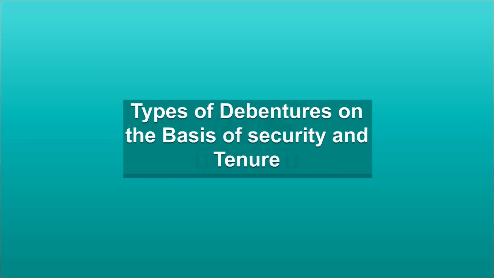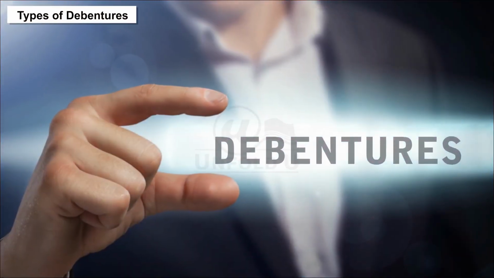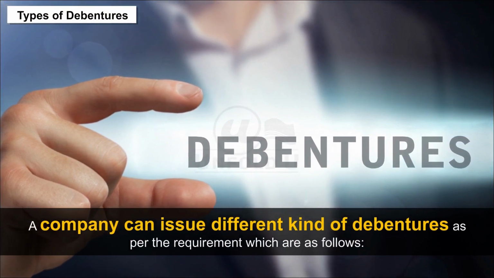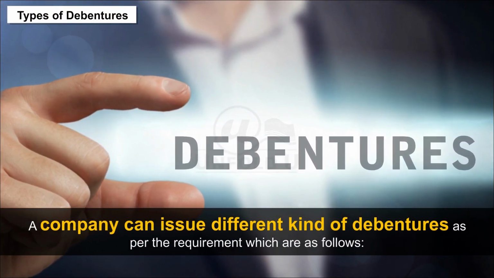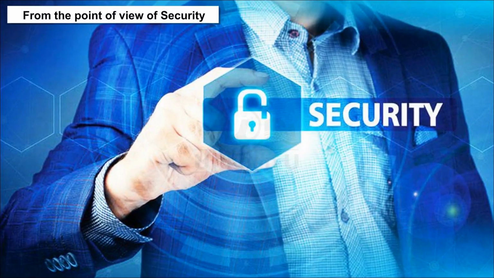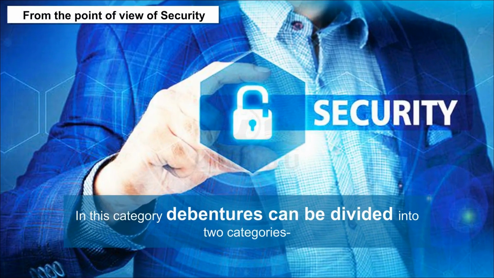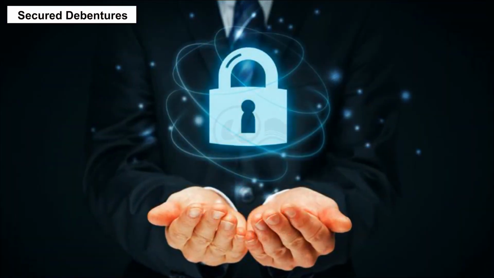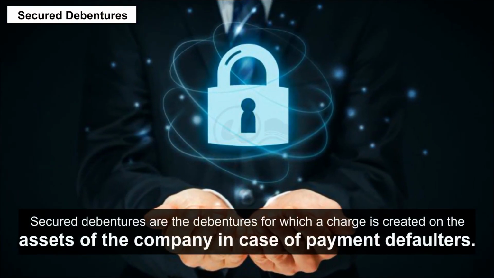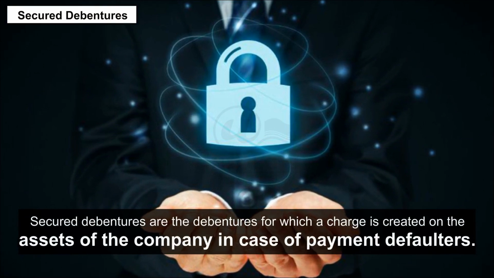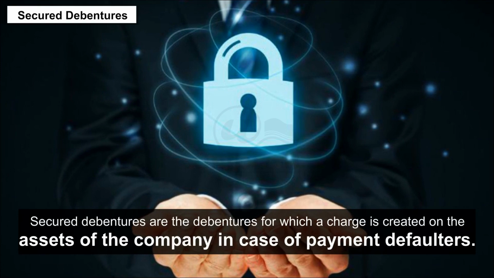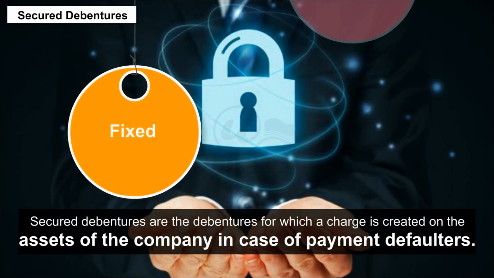Types of debentures on the basis of security and tenure. Types of debentures. A company can issue different kinds of debentures as per the requirement, which are as follows. From the point of view of security, in this category, debentures can be divided into two categories. A. Secured debentures. Secured debentures are the debentures for which a charge is created on the assets of the company in case of payment default. The charge may be fixed or floating.